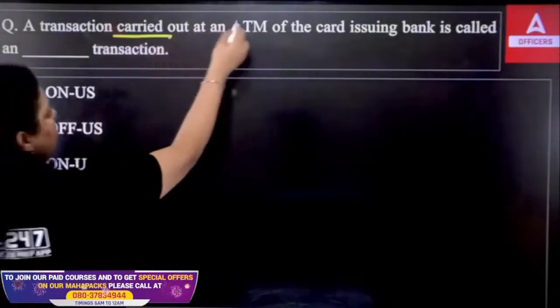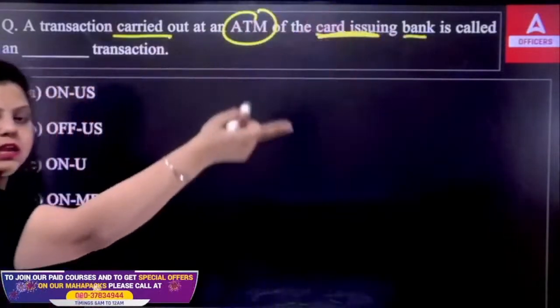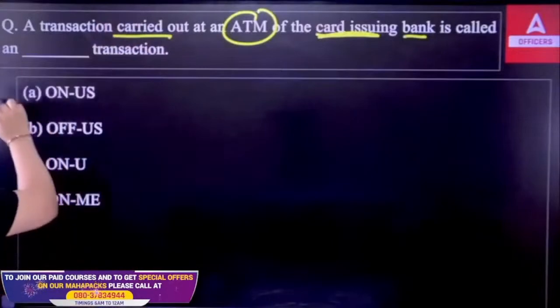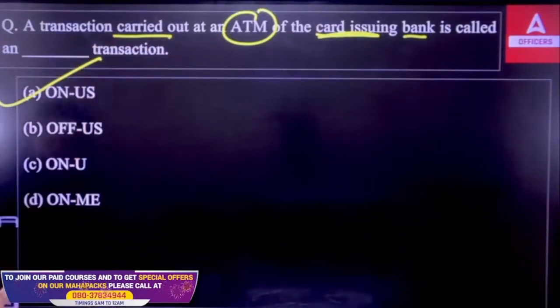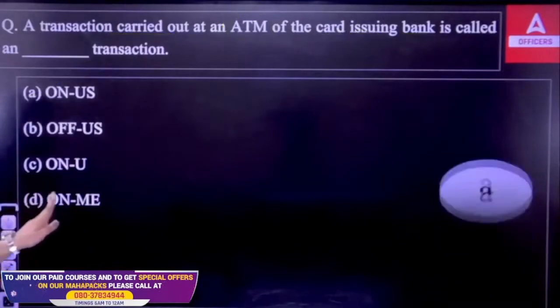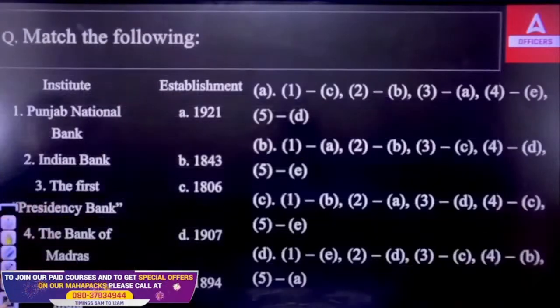The transaction carried out at an ATM of the card issuing bank only. The card is issued by SBI and you are using the SBI ATM. That's an on-us transaction. Okay, so the right answer is A. Next question. Match the following.